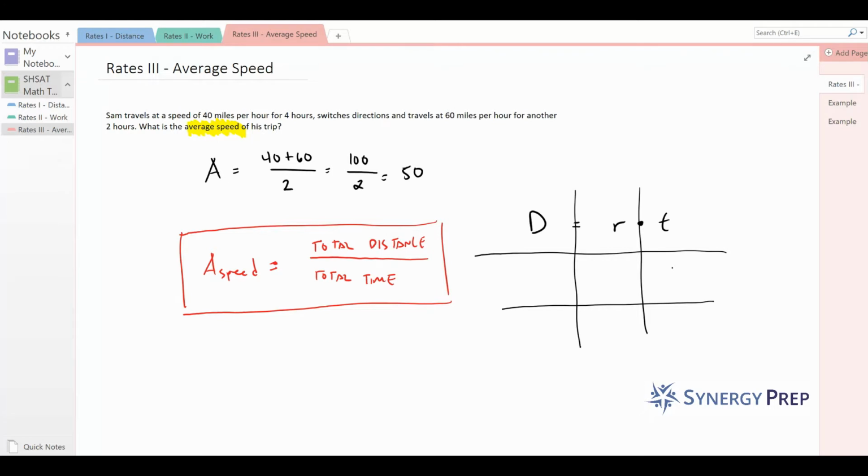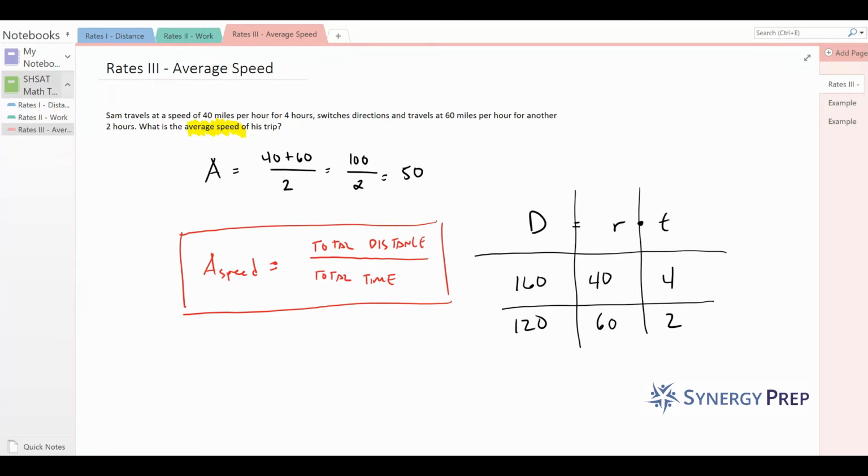Okay, so we have the dirt table, and all you do now is plug in the different information. For the first part of the trip, it's 40 mph at 4 hours. And the second part of the trip is 60 at 2 hours. If you do the math, distance is equal to rate times time. So this is 160, and this will be 120, right?